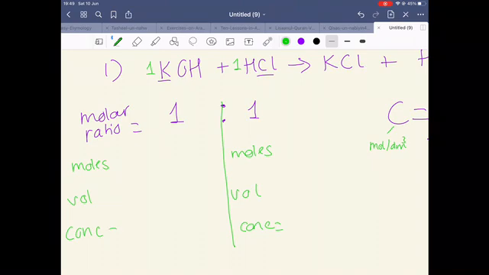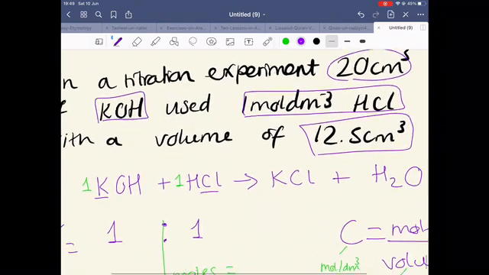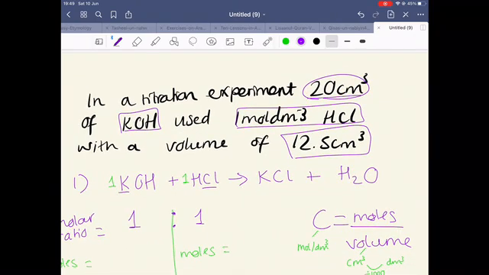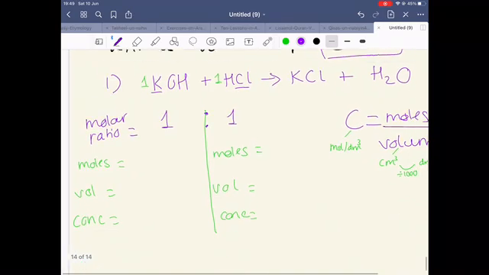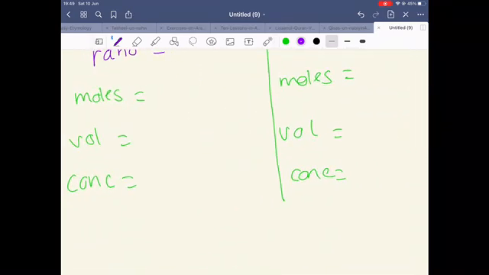Then I'm going to look at my question and pick out the information I can. And remember, this is the exact same method that we used for the other calculation that we did with moles, mass and MR. So it's the same method, and I think it's a lot easier to do it this way. So the volume of my alkali was given to me as 20 centimeters cubed.